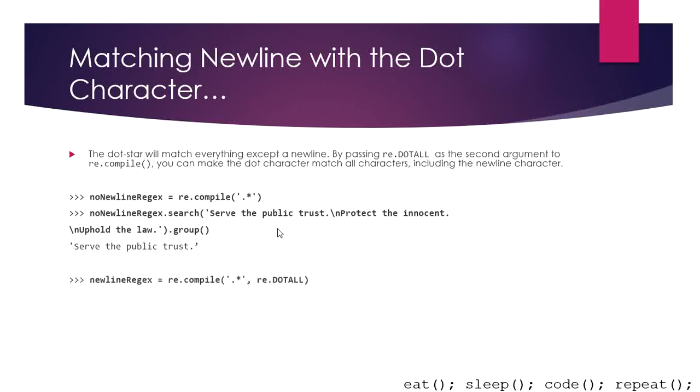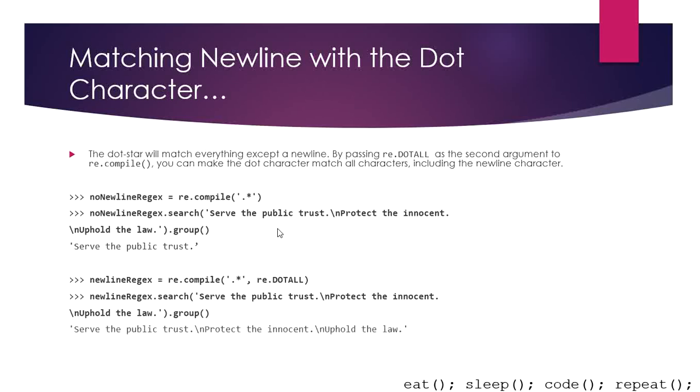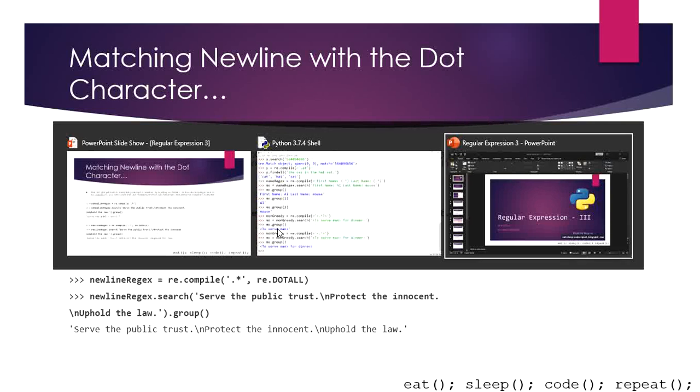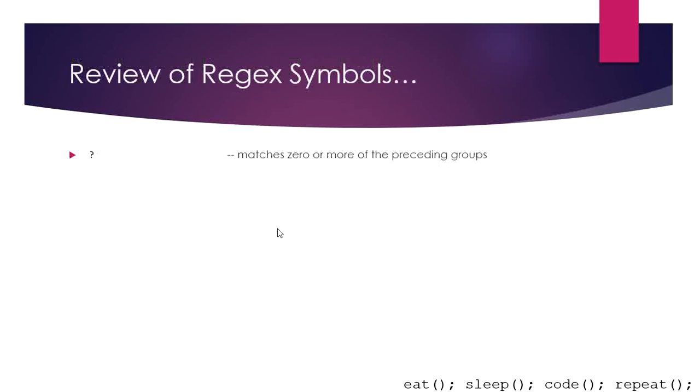But when I use re.DOTALL as the second argument to re.compile, and I have the same thing, we get everything from top to bottom: serve the public trust, new line, protect the innocent, new line, uphold the law. Okay, so this is how we match the new line character using re.DOTALL as a second argument for re.compile. Okay, we don't need to go to the interactive shell for this.